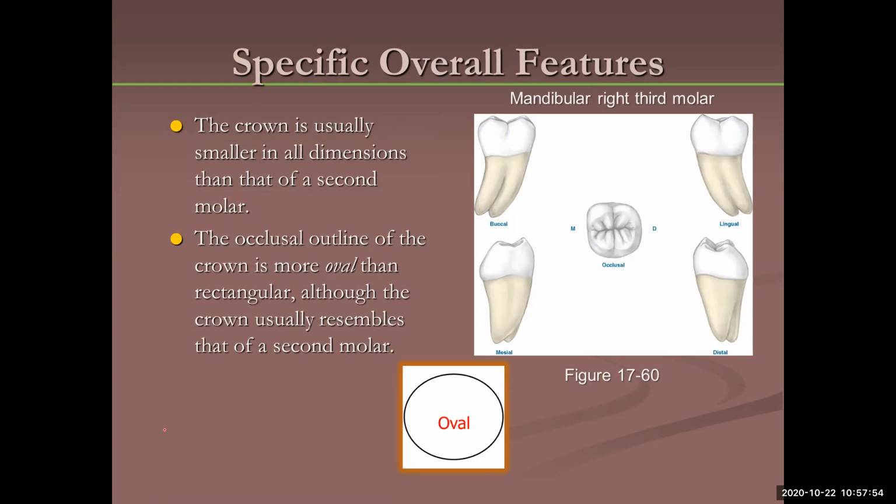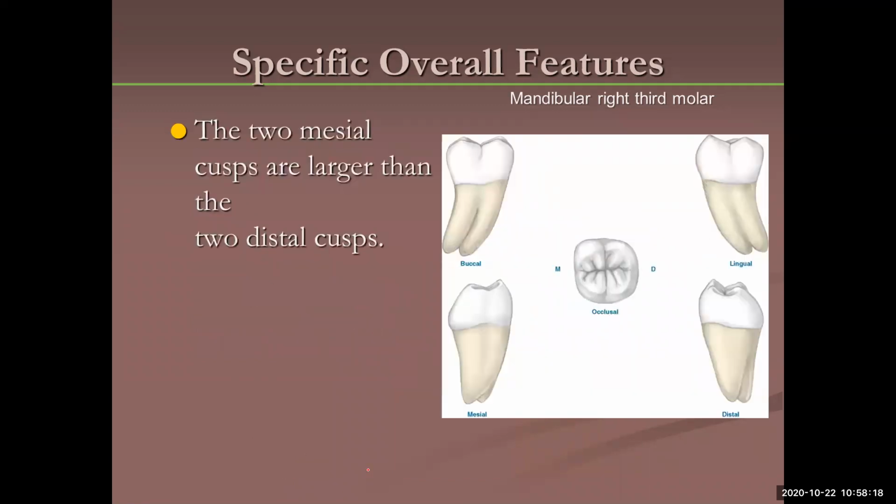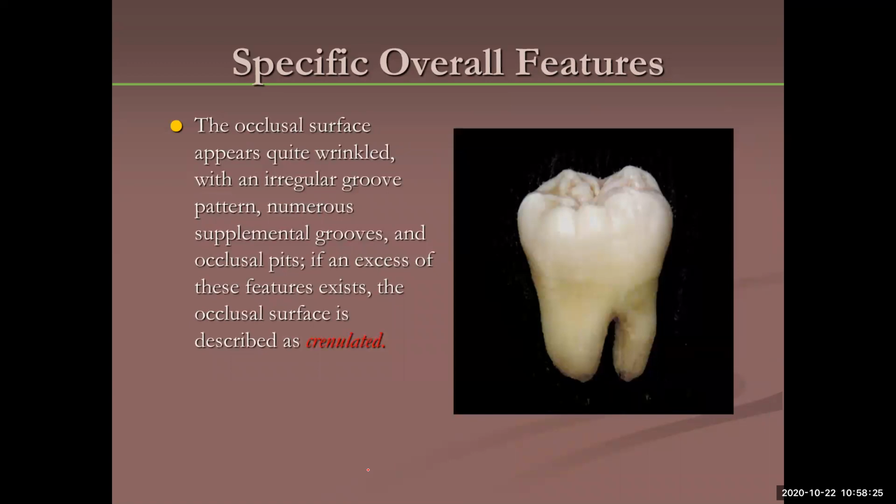Usually oval. What is the occlusal pattern of maxillary third molars oftentimes? Heart shape. Heart shape, because you don't have that distal lingual. You don't have a distal lingual cusp. Mesial's larger than the distal. The occlusal is very wrinkled.